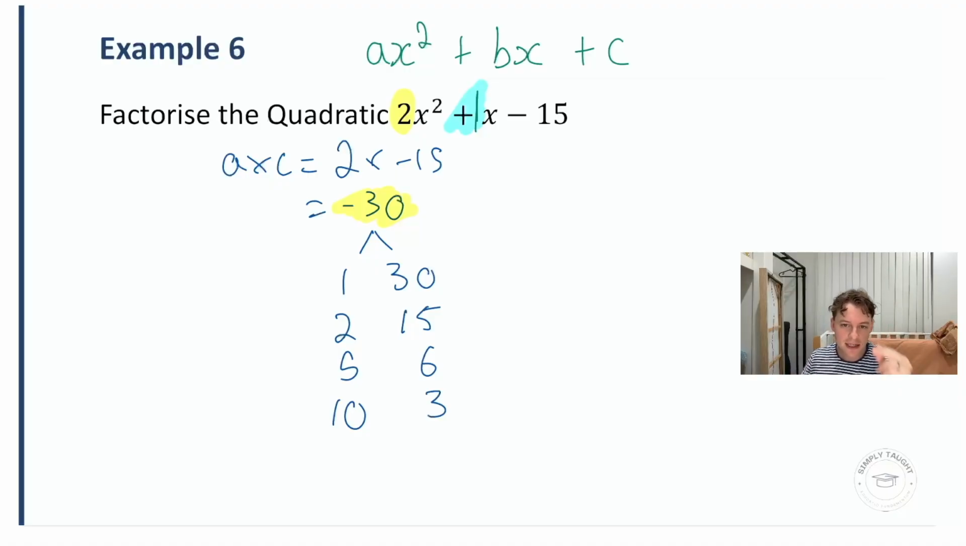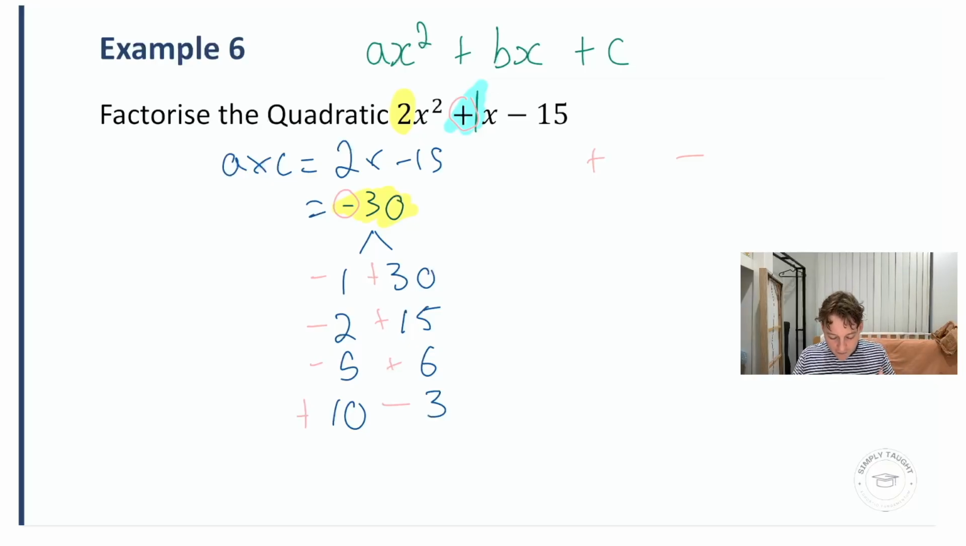So the same skills we looked at in the last video on how we can deal with this negative sign here: I'm looking for two numbers that multiply to give a negative. That means I must have one positive and one negative number in my list. Now, because my number here is positive 1, that means the bigger number has to be positive, which means my smaller numbers have to be negative.